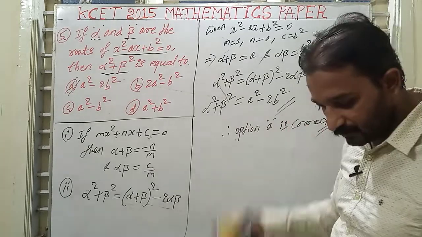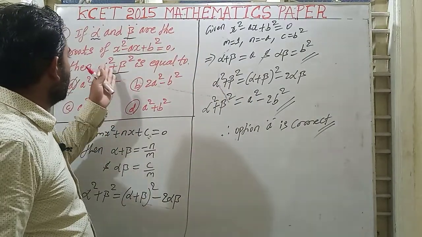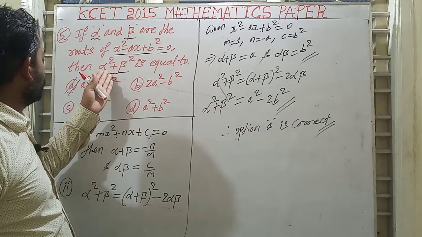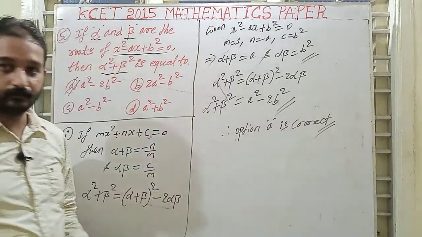So it is a very easy problem. We know these two formulas, so we can find it easily. The given fact is to find alpha square plus beta square. Okay. So take it down.